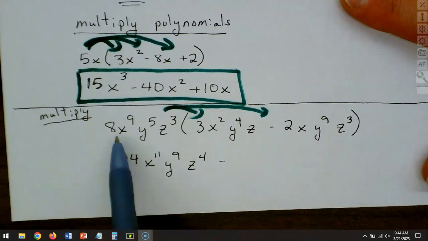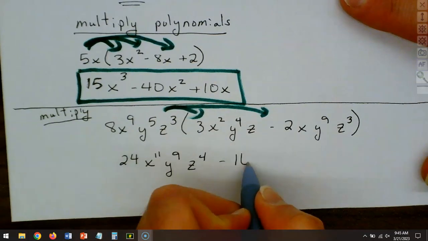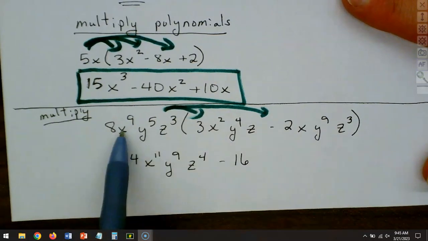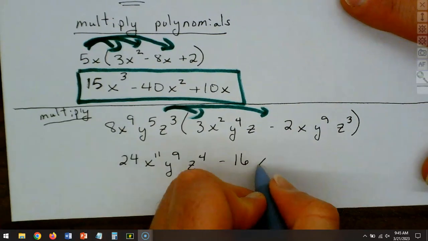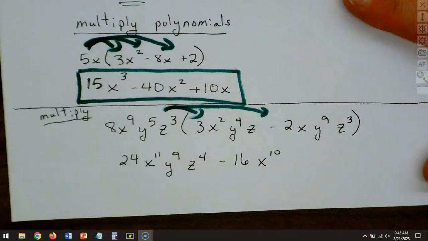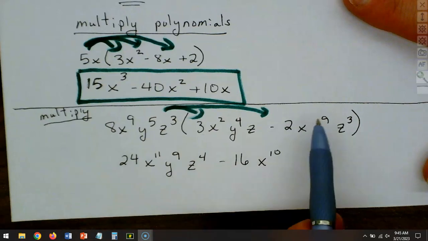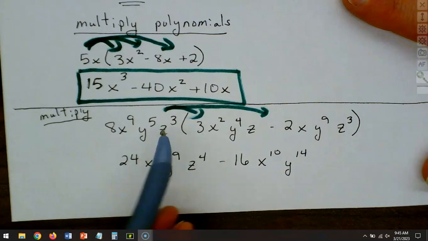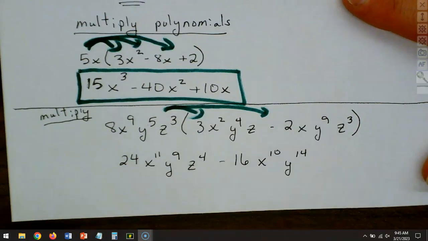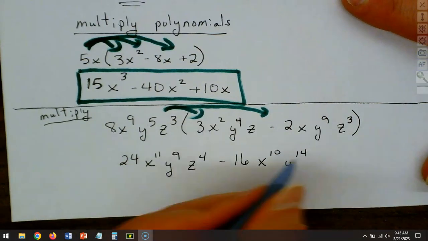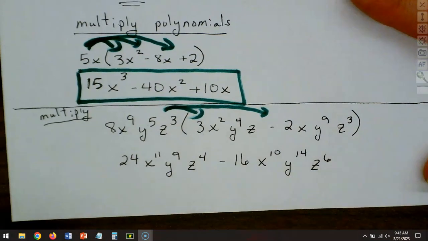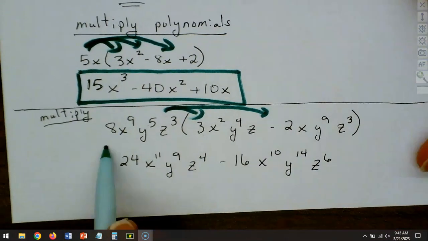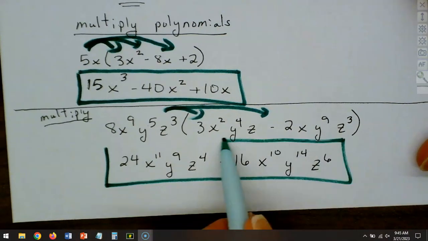We have a minus. 8 times 2, well, that makes it a 16. How many x's do we have? Well, we have x to the 9th. And 1 more makes it x to the 10th. How many y's do we have? We have 5, and 9 more makes it y to the 14th power, because these add together. And z's, we have 3 and 3 more. Well, that makes it then z to the what? Z to the 6th.